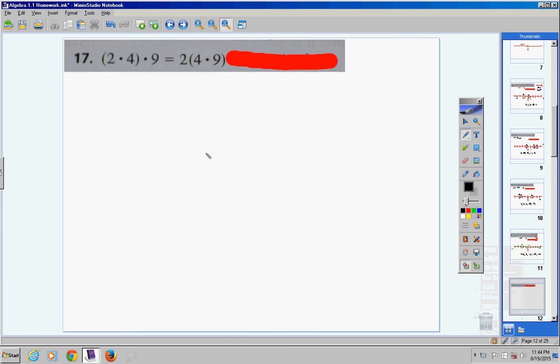So here we go. Number 17. Now notice, guys, we have the parentheses being swapped. They were here around the 2 and the 4, and now they're around the 4 and the 9. Well, if you're looking at your notes, I gave an example of one of those. That's called the associative property. But hold it. Is it multiplication or addition? Obviously multiplication. So it's the associative property for multiplication.